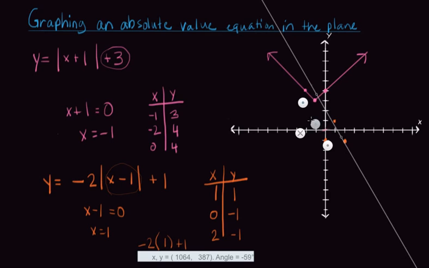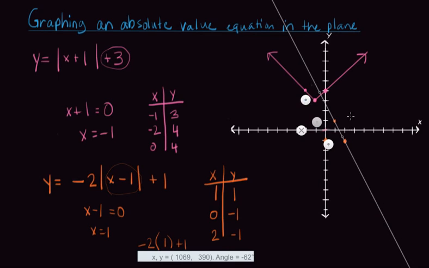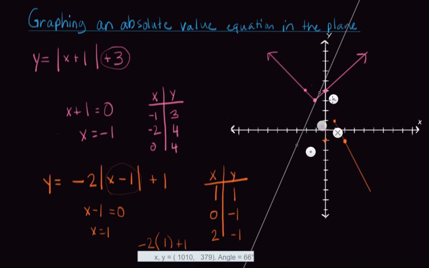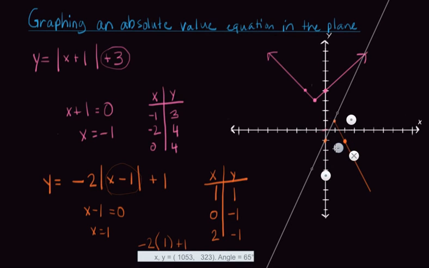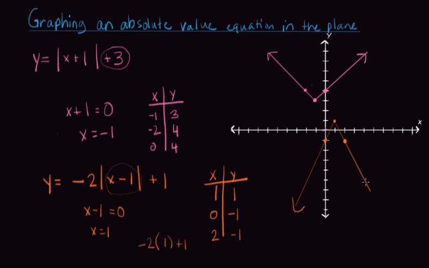So I'm going to line up these points. Okay, so this is what this absolute value equation looks like. So now let's try to go back and see what's causing what. So we know that the vertex is at 1, 1, but why is it facing down? This one has a V that's upside down, and what is the cause of that?